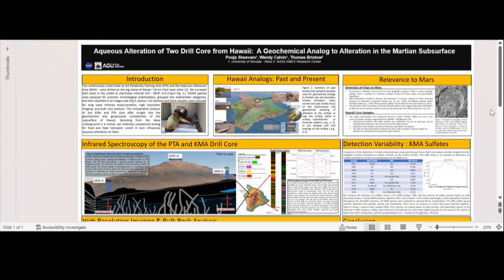For this poster, I am just focusing on 2 of the 3 drill cores, and I'm going to delve into all the new data collected, and I'm going to relate that to Martian geology.